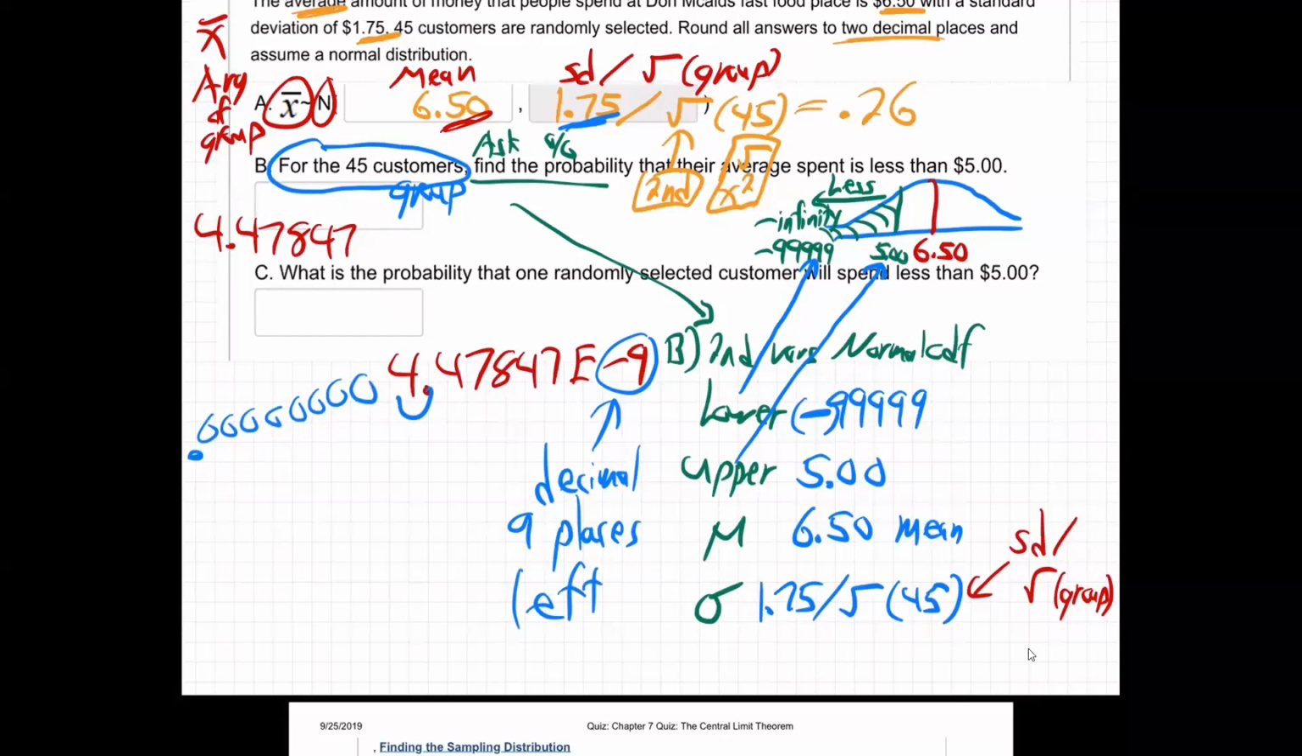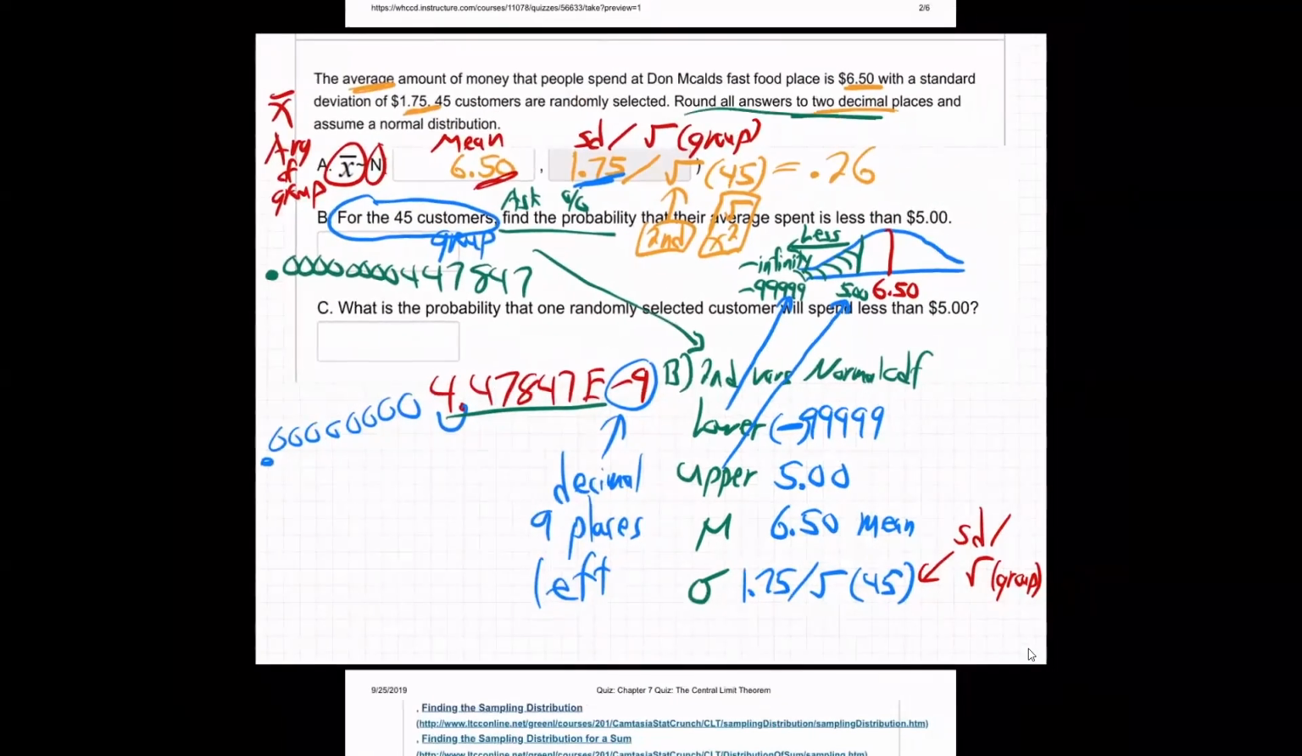Tracking with me? So what's our actual number? Well, it ends up 0.8 zeros, and then 4, 4, 7, 8, 4, 7. Now I'm supposed to round it though, right? Yeah, round all answers to 2 decimal places. Are you kidding me? 2 decimal places. So if you go right here at 2 decimal places, 0.00 with a bunch of other zeros, what's it going to be?